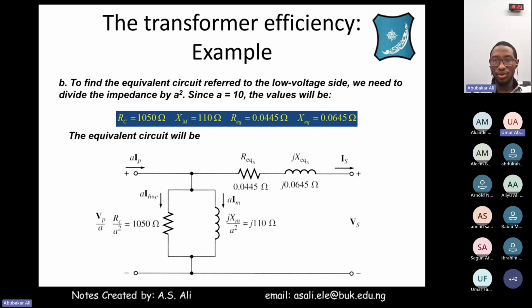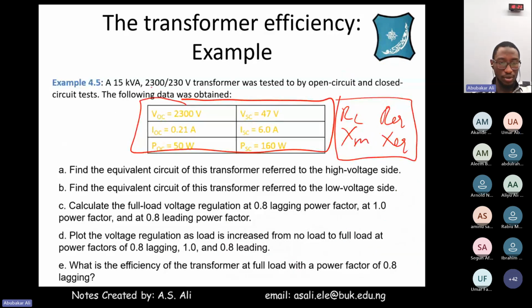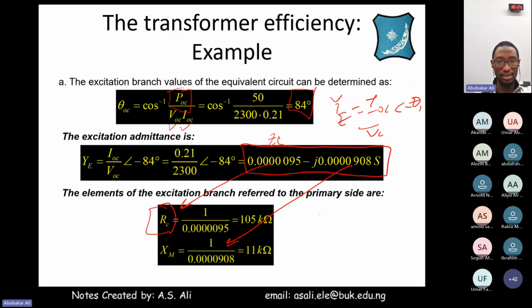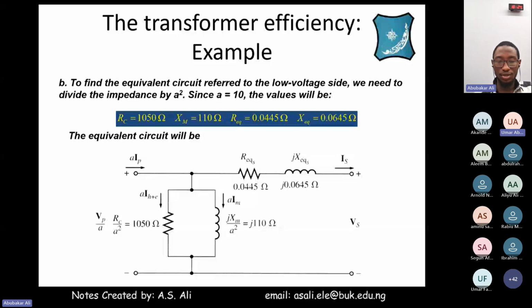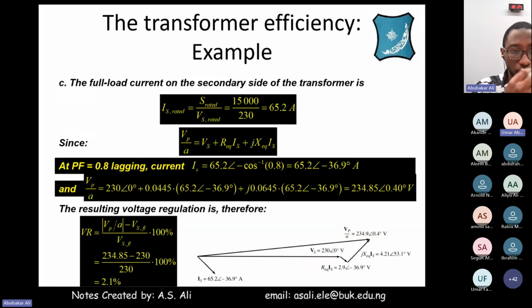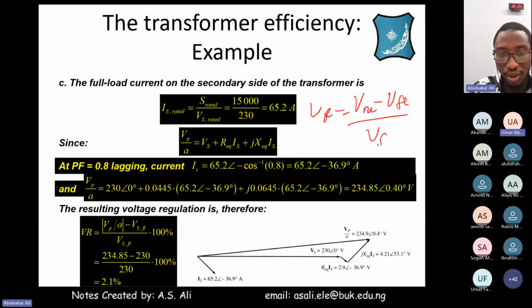Okay. So the next question is asking us to find the full load current on the side of the transformer, right? Calculate the full load voltage regulation at 0.8 lagging, 0.8 leading, and 1.0 power factors. Okay, so let's start looking for the VR. Because remember, what is VR? It is V no load in the secondary minus V full load in the secondary, divided by V full load.